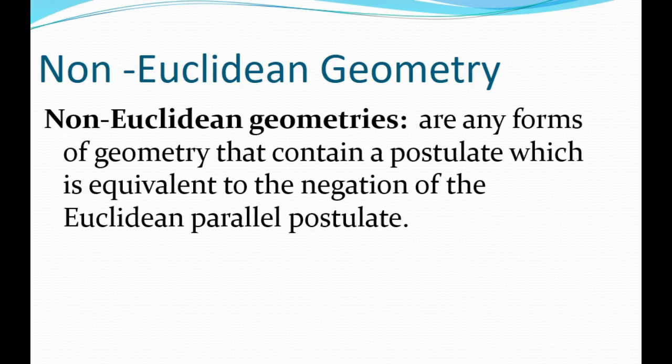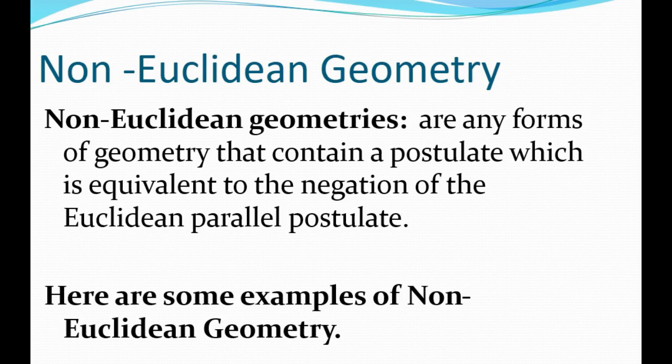Non-Euclidean geometry. So, non-Euclidean geometry is any form of geometry that contains a postulate which is equivalent to the negation of the Euclidean parallel postulate. Now, that's a mouthful, and I know we haven't talked about the parallel postulate, and we're not spending a lot of time on this, so let me just make it as simple as I can. If you take the assumptions that make up our flat geometry, if you take away one of those assumptions, you can create a whole new geometry. Okay? So there are different types of non-Euclidean geometries.